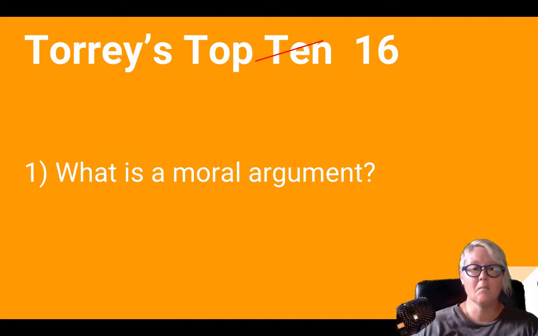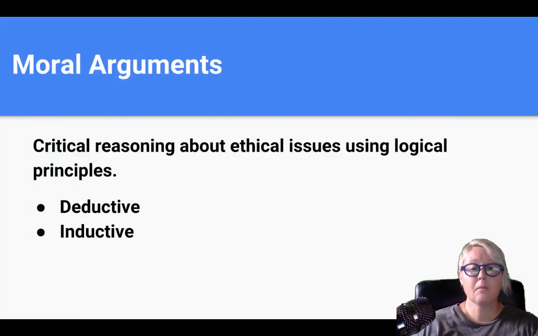And finally, the number one thing that you should know about Chapter 1 is what a moral argument is. We're going to be talking a lot about moral arguments, how to read them, how to analyze them, how to write them. But you should understand that moral arguments are not about intuition or opinion. When we do ethics, we're giving moral arguments. That is, we're using critical reasoning about ethical issues, and we're going to use logical principles as well as moral principles. There are a couple different kinds of arguments, deductive and inductive.